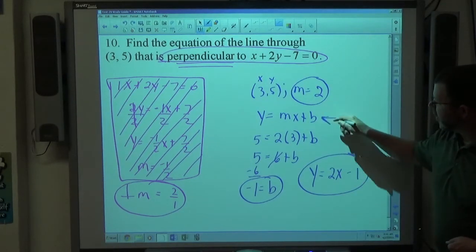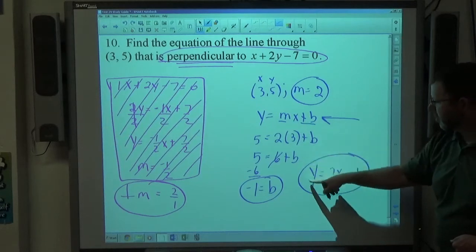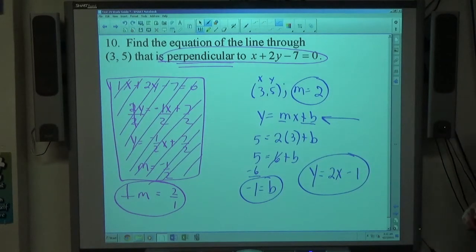This is always the structure of your answer. Make sure m and b both get replaced. Make sure x and y stick around for the ride. Then you end up with the final answer.